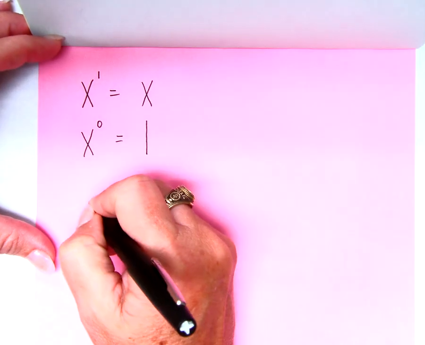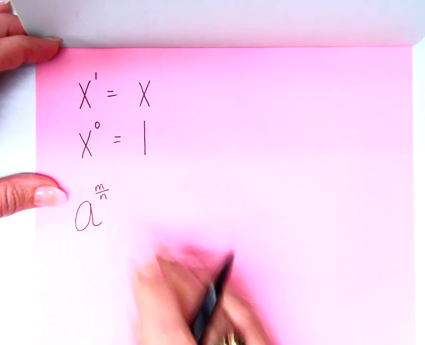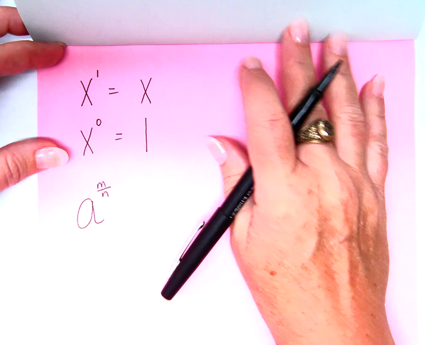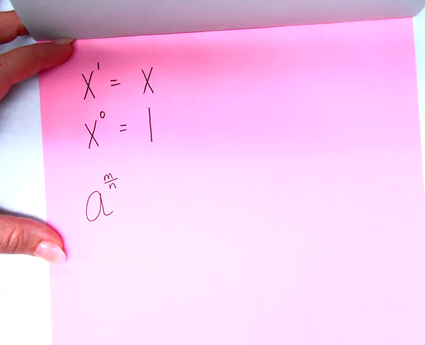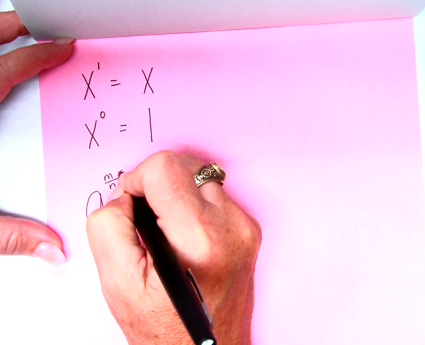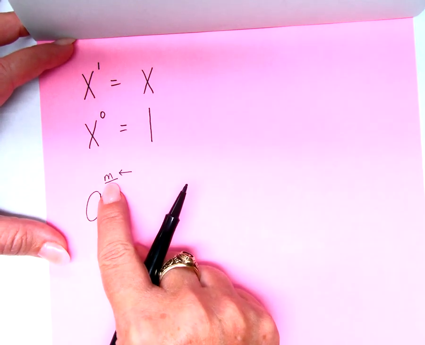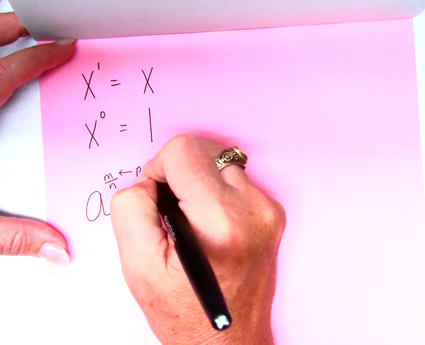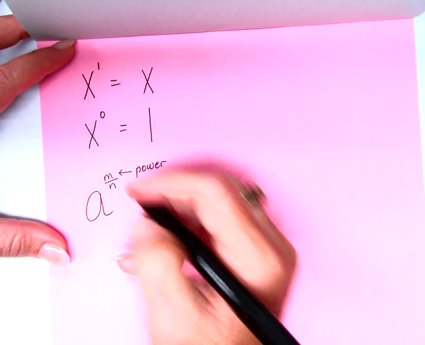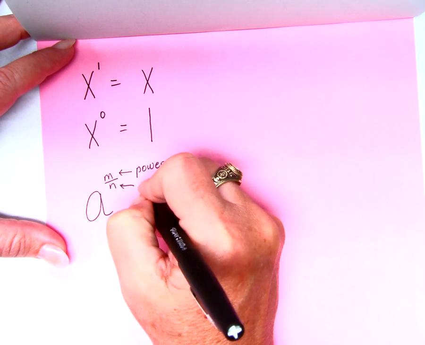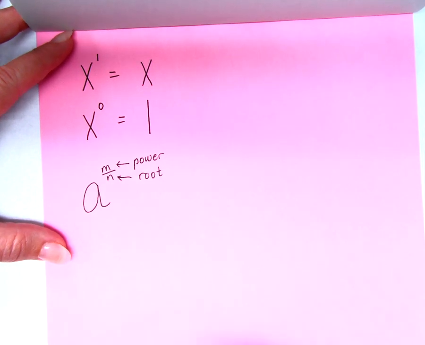Okay? Here is the major part of the notes for this chapter. A base raised to a fractional exponent, a rational exponent. When this is what it looks like, I need you to remember that the numerator of the exponential fraction is the power. It's what we're used to having in the exponent. The denominator of the fraction is the root. Here's what I mean by that.